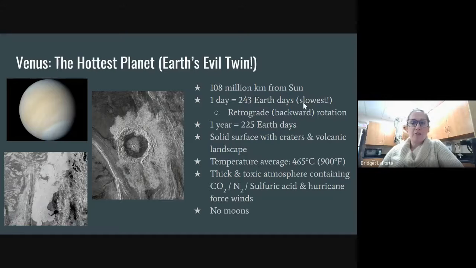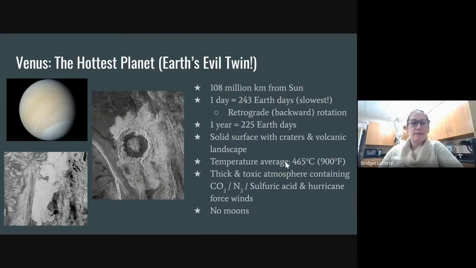It is a very slow rotator, actually the slowest in our solar system. One day on Venus takes about 243 Earth days. All right, so really slow. And it rotates in what's called retrograde, or backwards. So obviously we rotate west to east, but Venus is going to go east to west in terms of rotation.